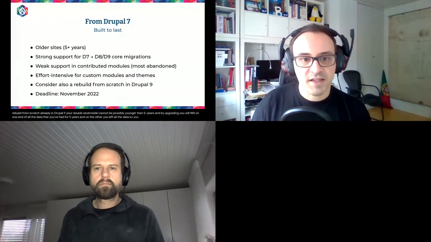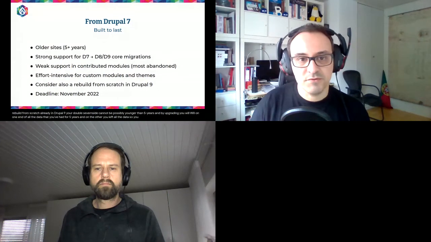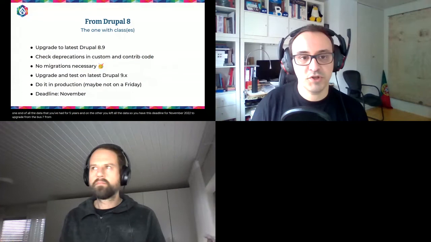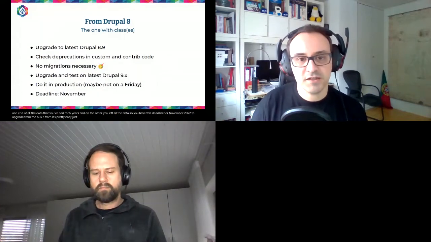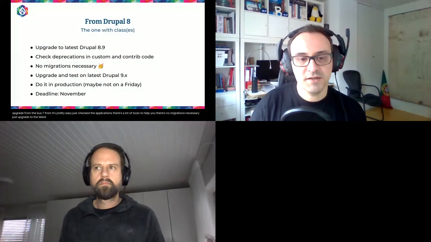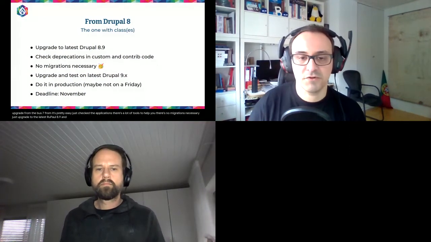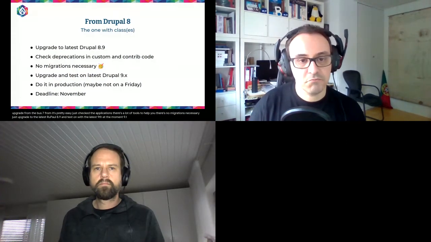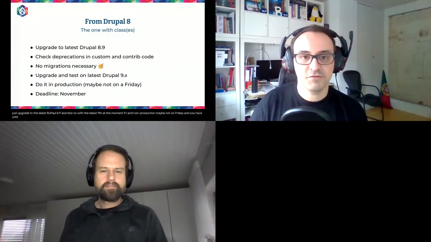So you have this deadline for November 2022 to upgrade from Drupal 7. From Drupal 8, it's pretty easy. Just check the deprecations. There's a lot of tools to help you. There's no migrations necessary. Just upgrade to the latest Drupal 8.9 and test with the latest Drupal 9.x, at the moment 9.1 something, and do it on production. Well, maybe not on a Friday, and you have until November to do that.